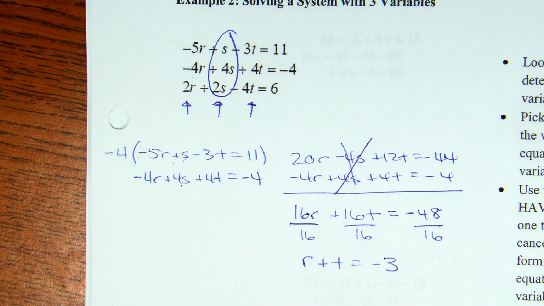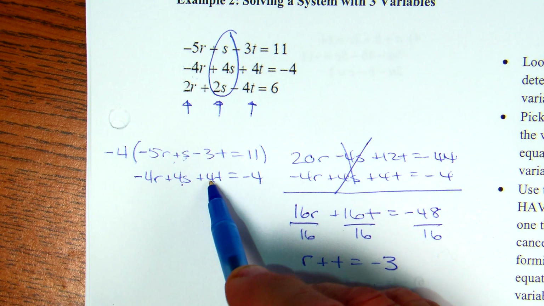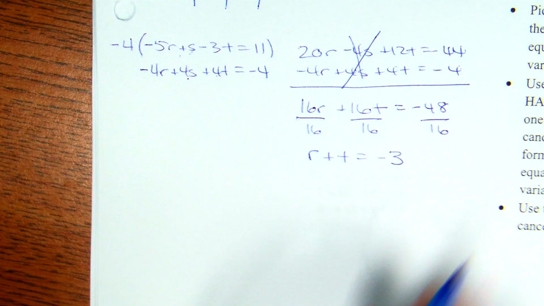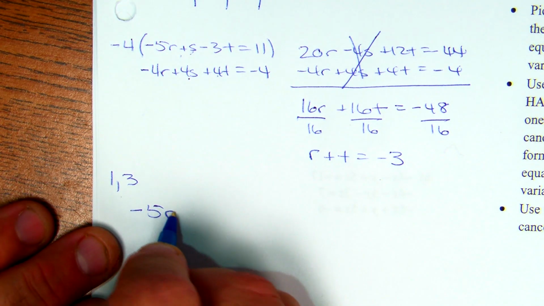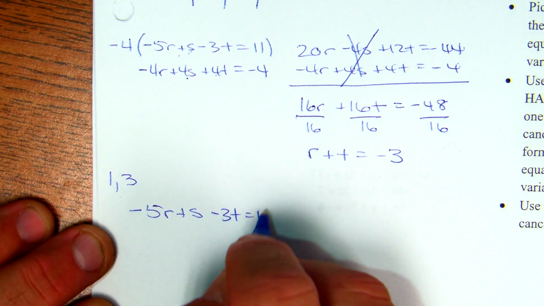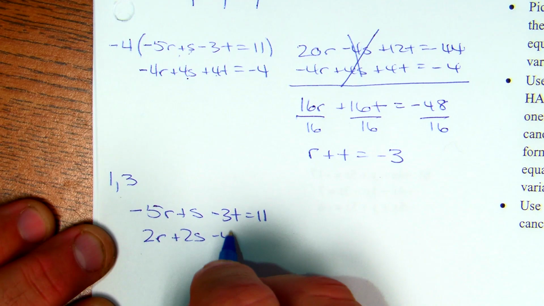All right. So now, for that one, I used the first and the second. So now for the next one, I'm going to use the first and the third. So I'm going to do -5r plus s minus 3t equals 11. And I'm going to use 2r plus 2s minus 4t equals 6.